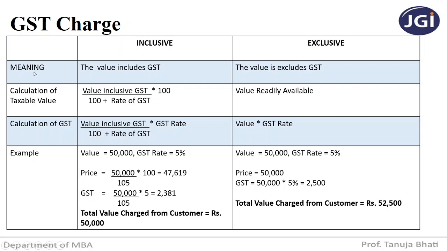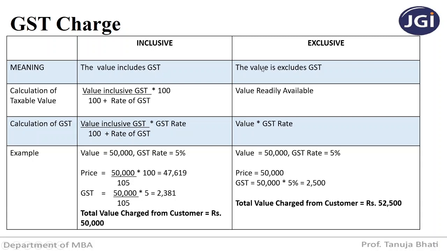Inclusive means the value includes GST. Suppose I am a supplier and I am supplying certain products to XYZ. Now I am supplying the product at rupees 50,000. Suppose I am supplying cell phones, the purchaser is asking me what is the amount of the cell phone, and I am saying it is 50,000 inclusive of taxes. It means in this 50,000, taxes are included. So inclusive means whatever value the supplier is charging from the purchaser, it includes the taxes, includes the GST.